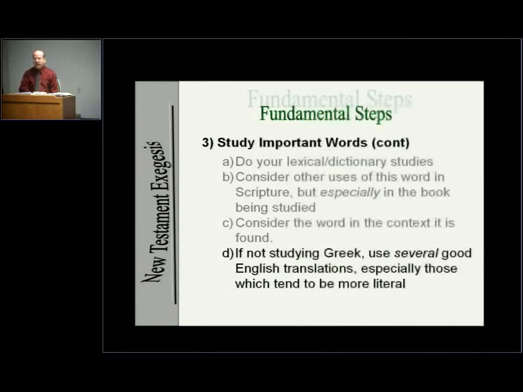All right, several good English translations. We've been talking about this long enough that you should be able to rattle off what those are. What are they? New American Standard. New King James. RSV. ESV. Oh, that one's negotiable. King James.